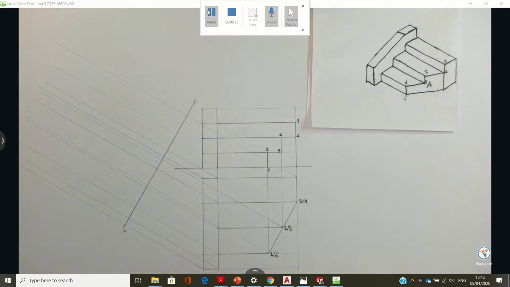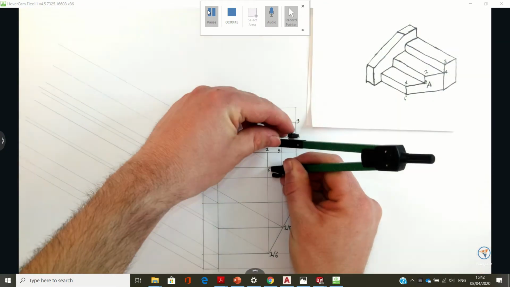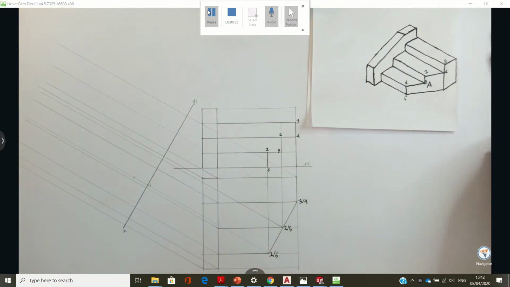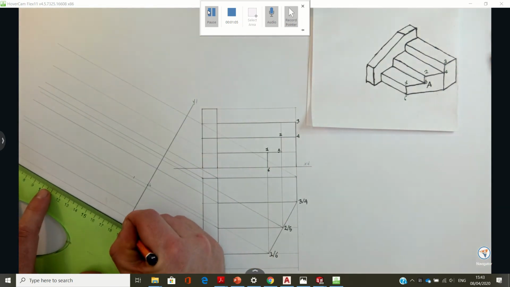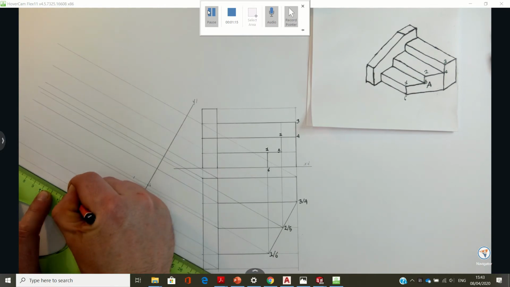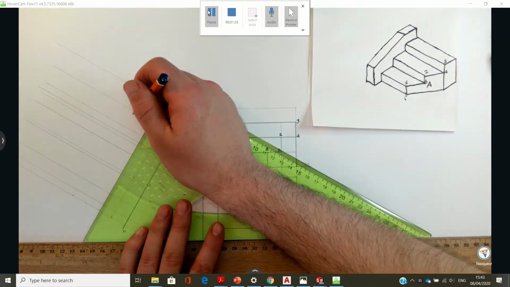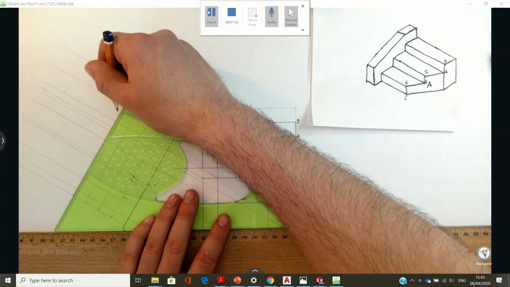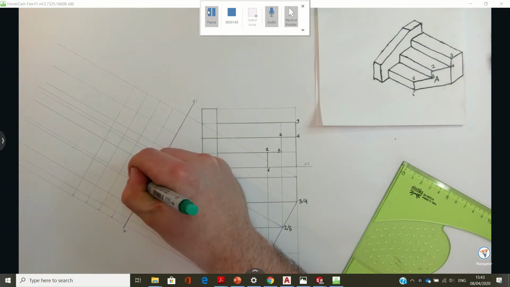I'm going to take my compass, and 6 is on the XY line in elevation, so 6 is on the X1Y1 line here. So I'm going to put my compass on the XY line, just underneath 1. Take the height of 1. I can follow this over here and mark 1. That's one way of doing it. Or I can realise the heights from elevation are 15, 15, 15 and 60, so I can mark those heights along here, and I can draw the heights parallel to the X1Y1 line. So that's point number 1.